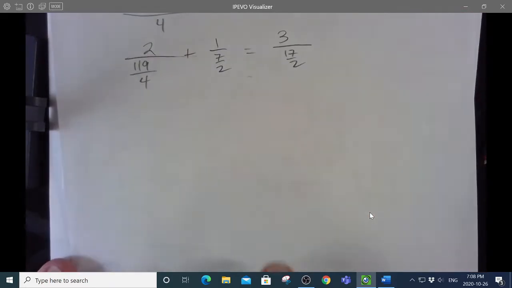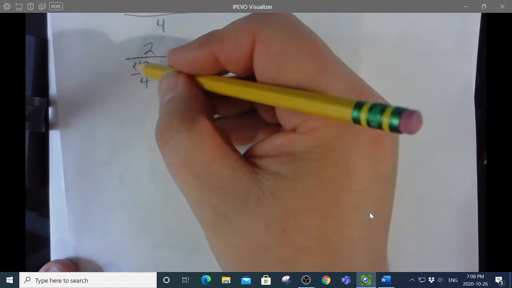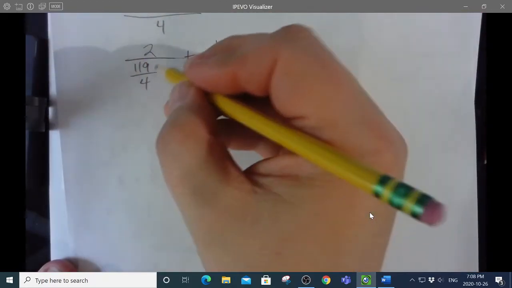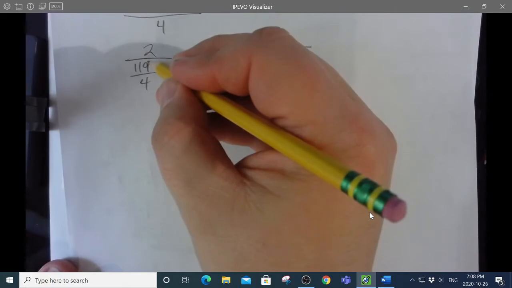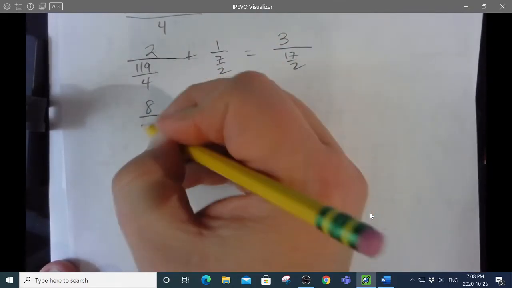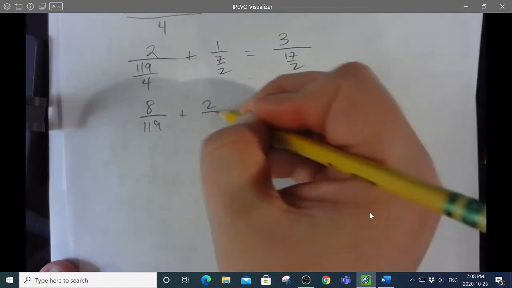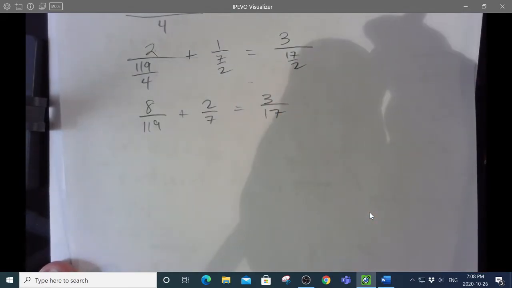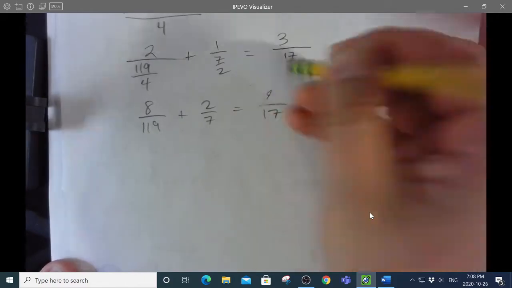Okay, so now 119 does have a 7 in it. So I'm actually going to, again, times this by the reciprocal, giving me, oh, my hand froze. I'm frozen. There we go. 8 over 119 plus 2 over 7 is equal to 3 over 17. Oh, sorry, 6 over 17. That's better.